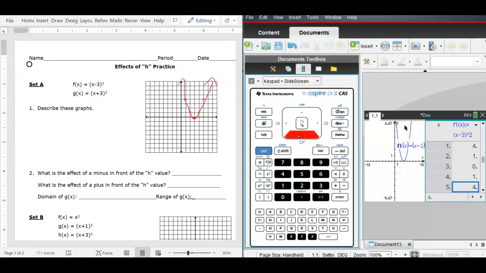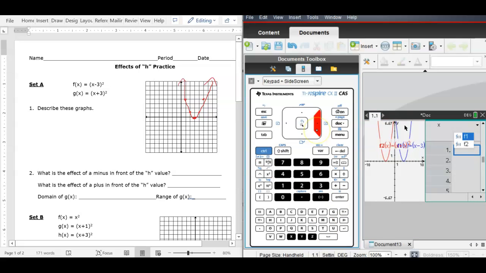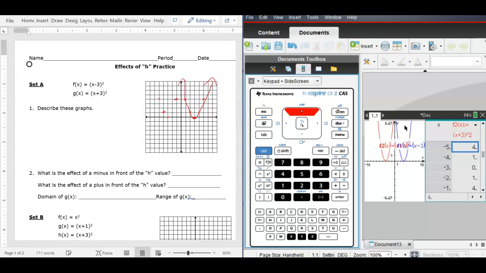All right, and then I'm gonna hit Control T, hit Tab, and now I'm gonna do x plus 3 parentheses squared. And now I get this red one. Okay, so I'm gonna hit Control T, make sure I'm at the right information, and this time I'm gonna go up till I find that. There we go. -5, 4, -4, 1, -3, 0, -2, 1, -1, 4, and I get a parabola.